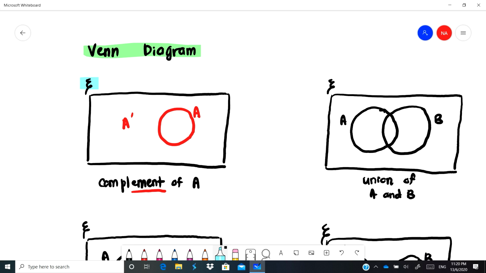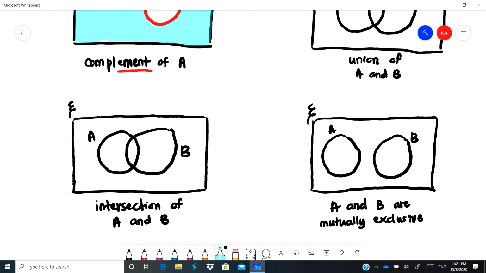It means everything inside the universal set as long as it is not A. So the complement of A is everything except A, everything outside A. That is A prime, the complement of A, in Malay pelengkap. It is the rest that is not A.